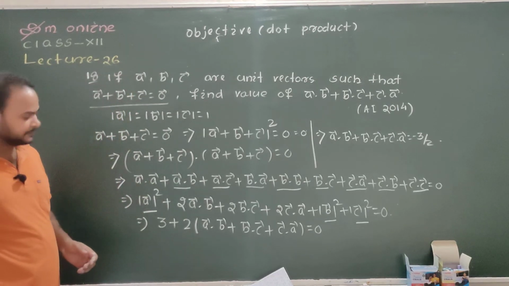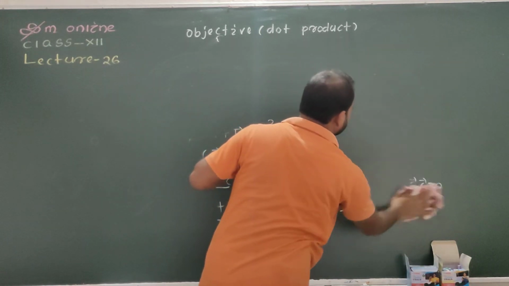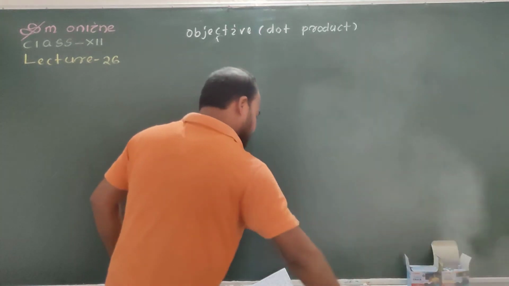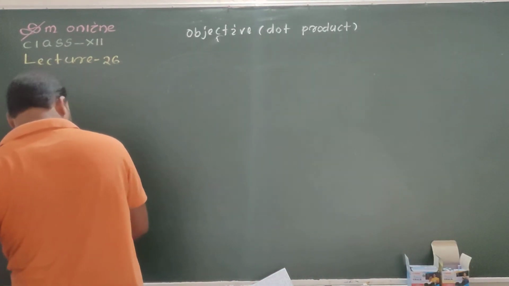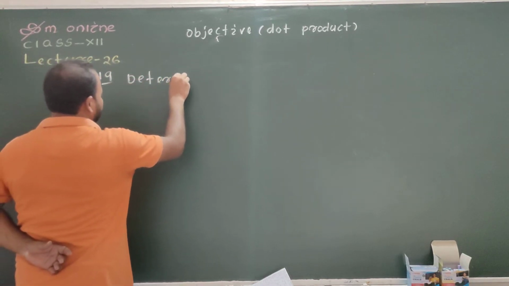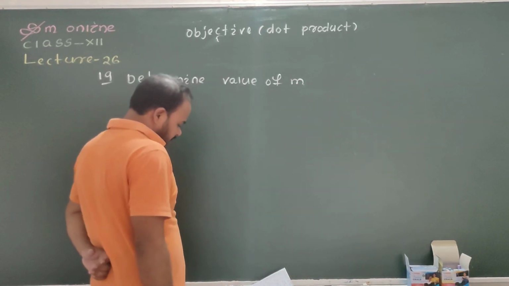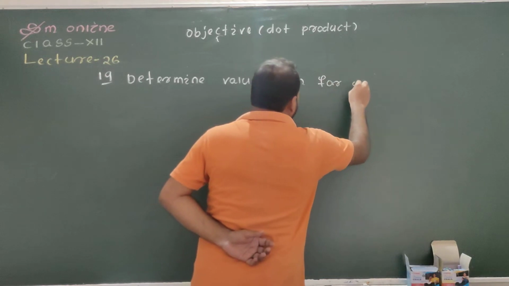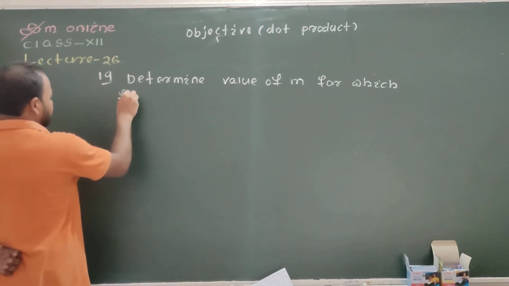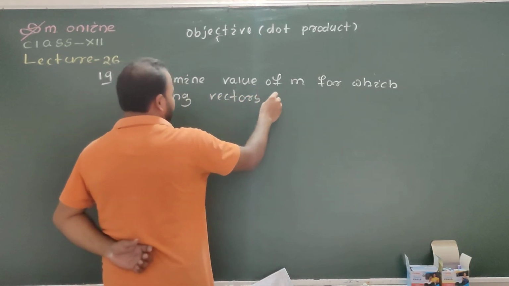Now move to question number 19. Determine the value of m for which the following vectors are orthogonal.